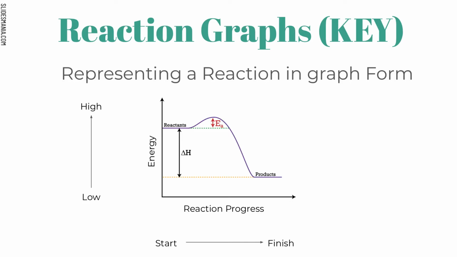So if we were to represent a reaction on a graph, our energy would be on the y-axis, and our reaction progress is the x-axis. So reaction progress, or the time it takes, is the x. Energy needed is your y. And so if we're starting, we have our reactants over here. And then we have this graph that looks like this. And in here is our EA. EA is activation energy.